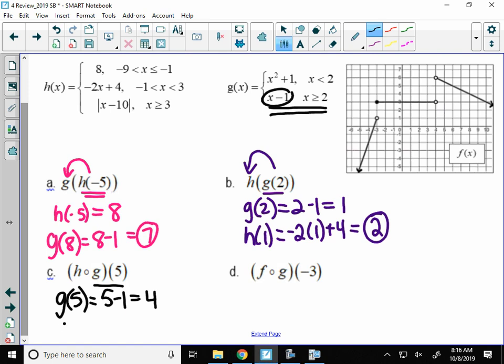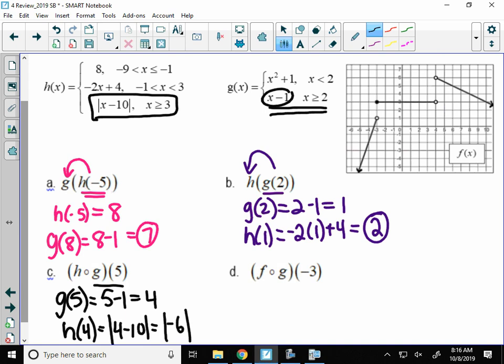Put that into the function of h. 4 is in this bottom domain as well. It's greater than 3. So I'll have the absolute value of 4 minus 10. Well, 4 minus 10 is negative 6, and the absolute value of negative 6 is positive 6.